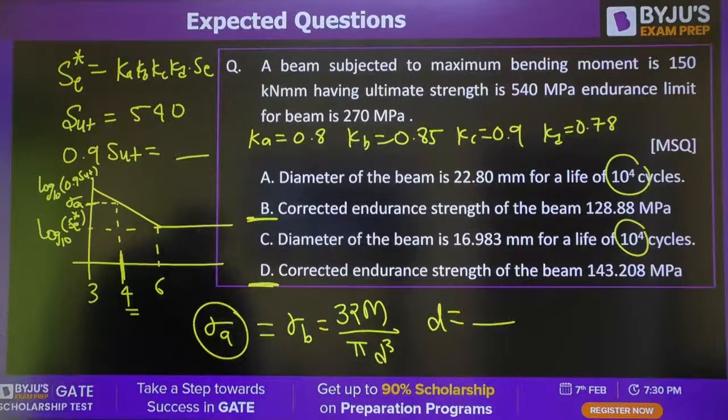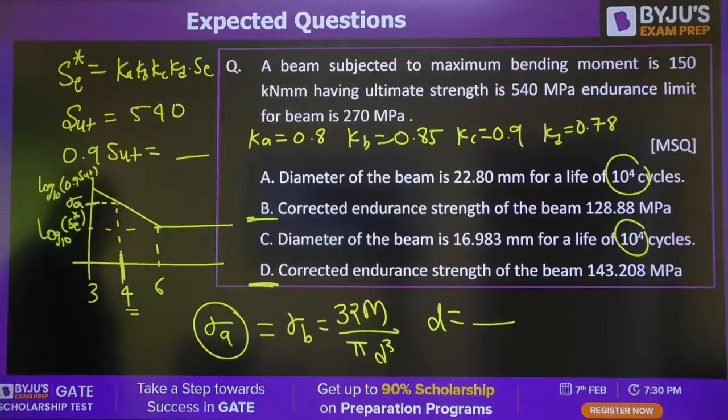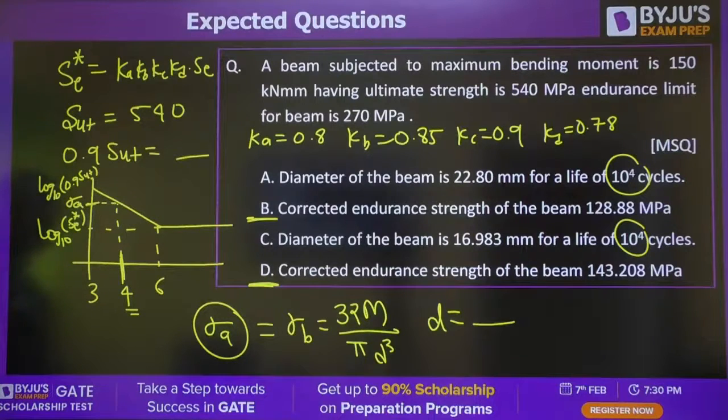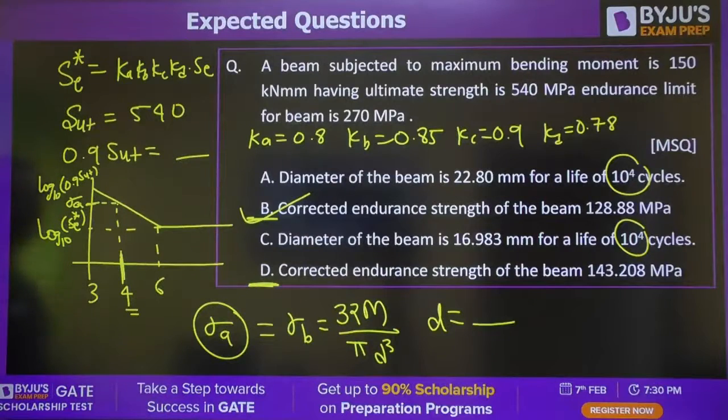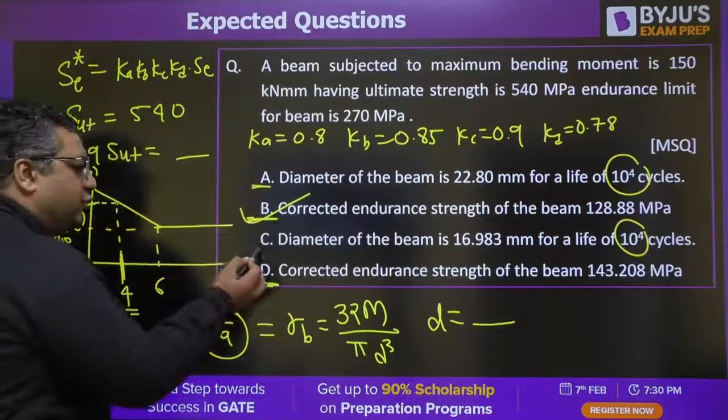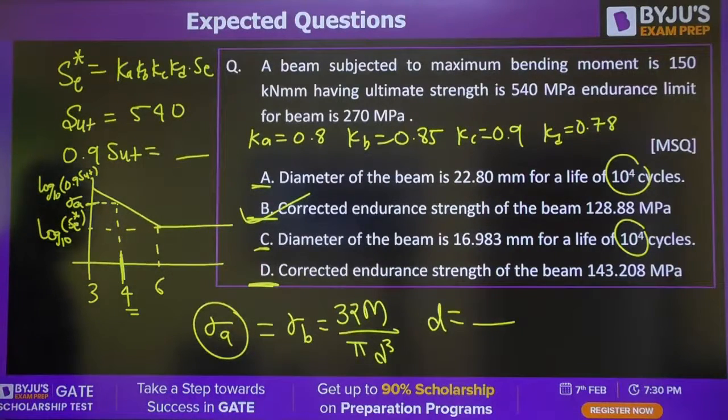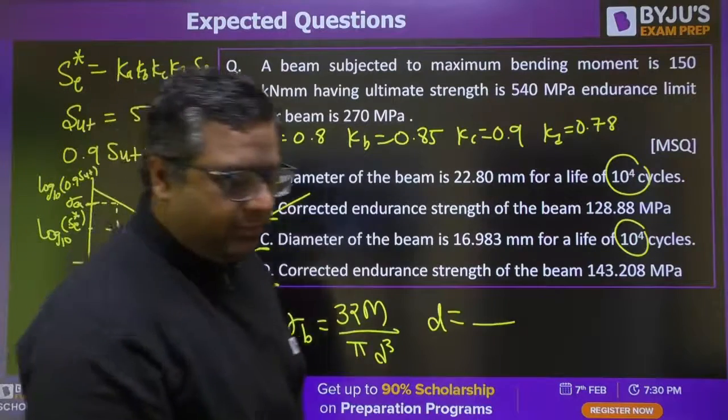Okay. So this is MSQ. More than one options are correct. So those who have calculated B is correct. Yes. What is the second? Out of A and C also one option should be correct. Not should be, it may or may not be. Okay.